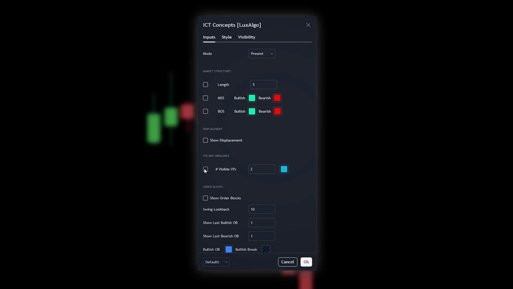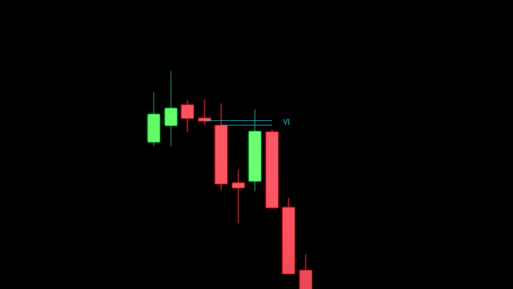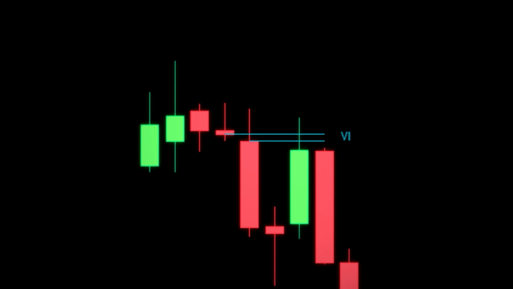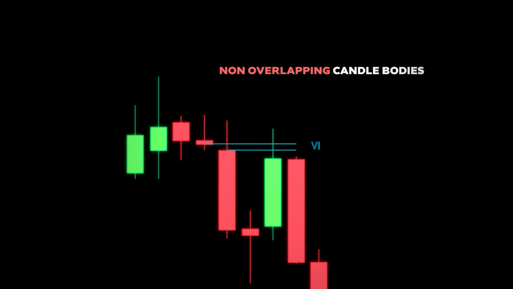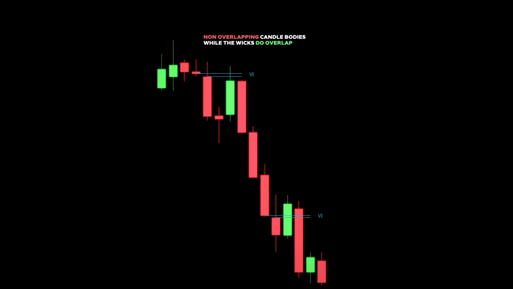Next up, this indicator is going to show you volume imbalances. Volume imbalances are market imbalances characterized by two adjacent candles with non-overlapping candle bodies. However, their wicks do overlap. They can act as a magnet and can often provide support or resistance whenever price interacts with them.